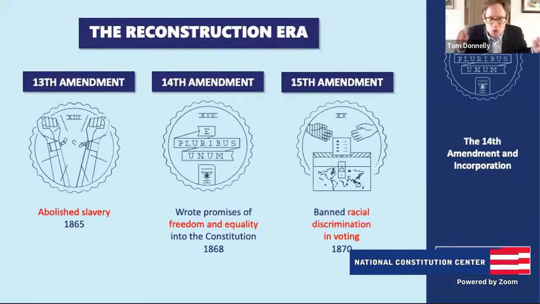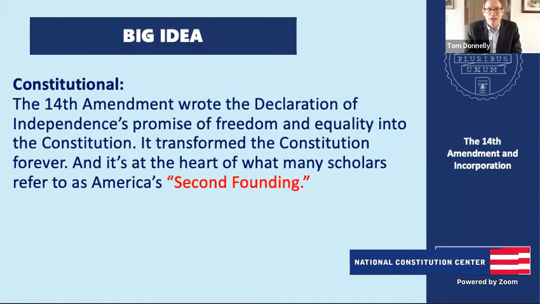The 13th Amendment was ratified in 1865. It abolished slavery. The 14th Amendment, which we're covering today, was ratified in 1868, and it wrote the Declaration of Independence's promise of freedom and equality into the Constitution. And the 15th Amendment, ratified in 1870, banned racial discrimination in voting. All of these amendments together were about setting a better constitutional foundation for America. It's why many scholars, both on the left and the right, refer to this key period as part of America's second founding.